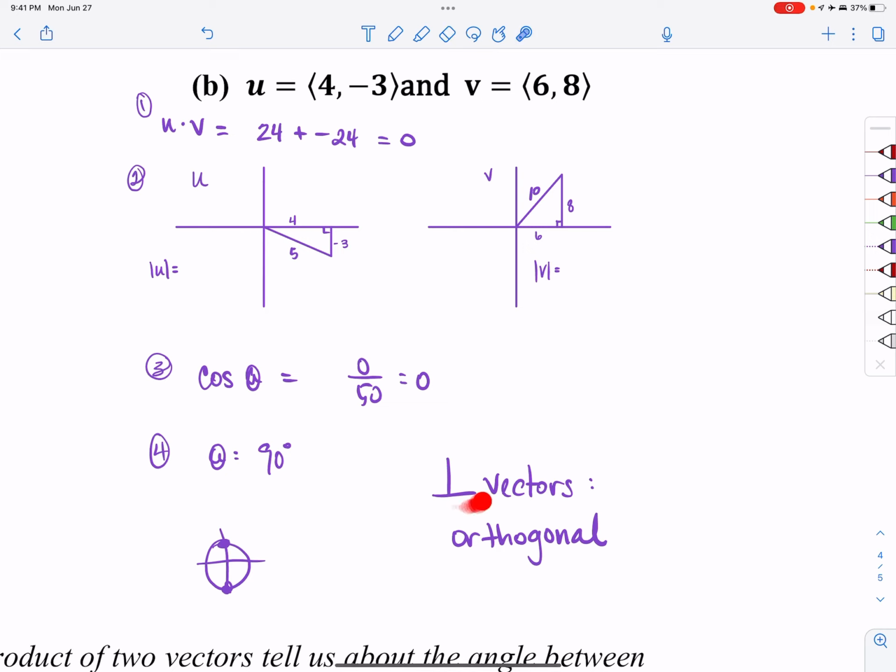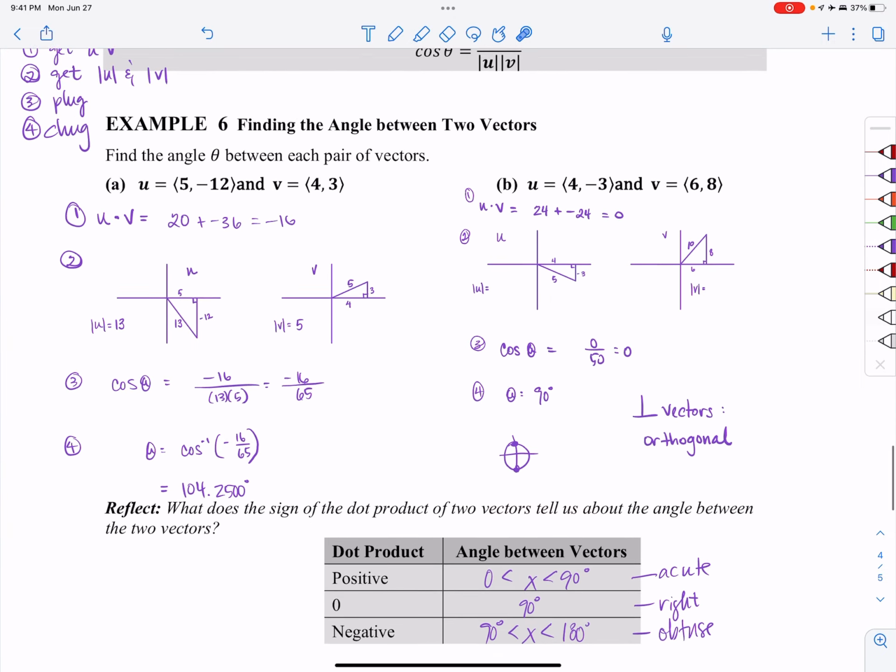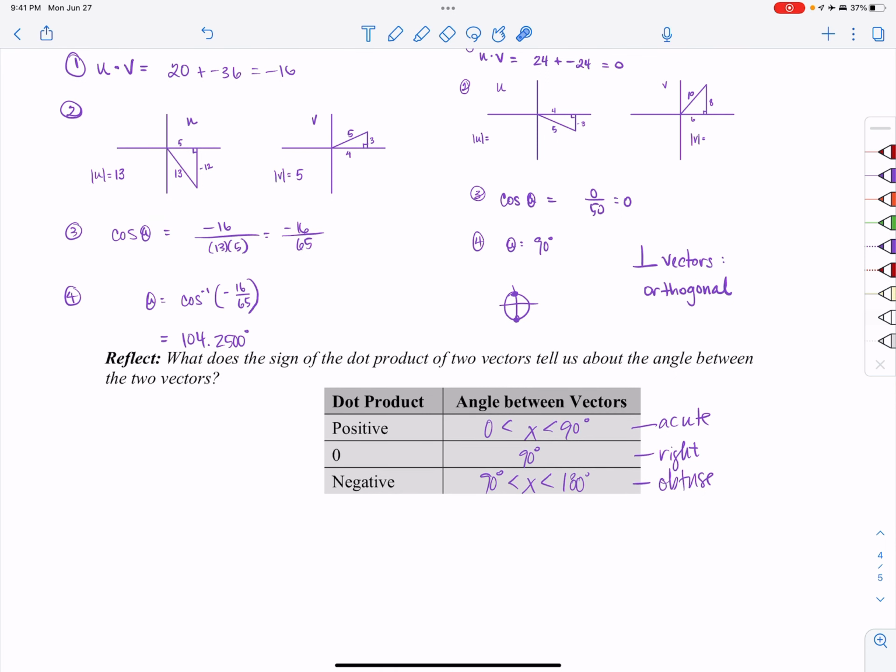That's the symbol there for perpendicular vectors. The other name for perpendicular vectors is they're called orthogonal. I've actually looked up the pronunciation. Orthogonal is correct, and orthogonal is also correct. So, tomatoes, tomatoes.